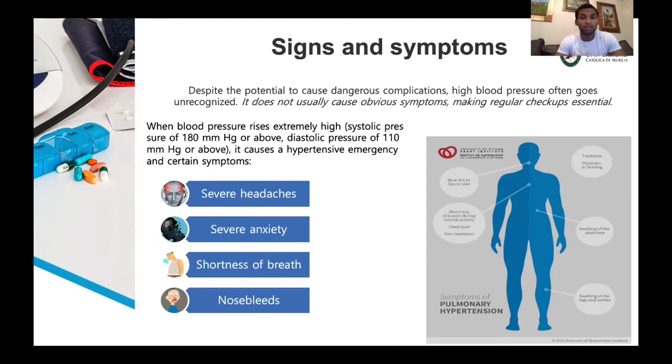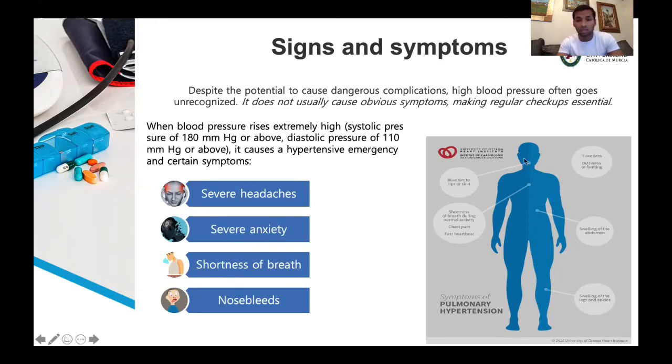But there are some symptoms we tend to get when our blood pressure increases really high. When the blood pressure rises extremely high, a systolic pressure of 180 mmHg or above, or a diastolic pressure of 110 mmHg or above, that's when we can get a hypertensive emergency, with symptoms like severe headache, anxiety, shortness of breath, nosebleeds, and so on. These are the symptoms when our blood pressure levels go really high.